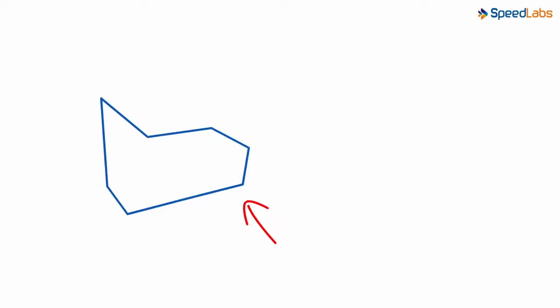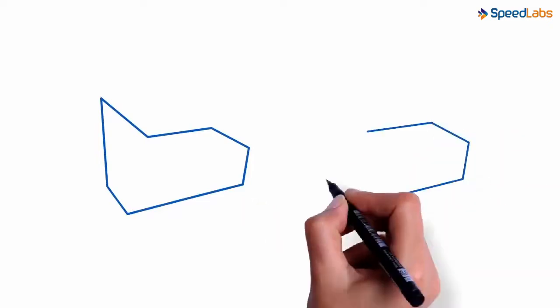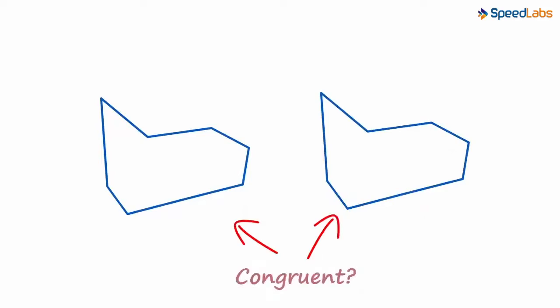Let me draw a random polygon. A polygon is a closed figure with 3 or more sides. And we have another polygon here. Are these two figures congruent?